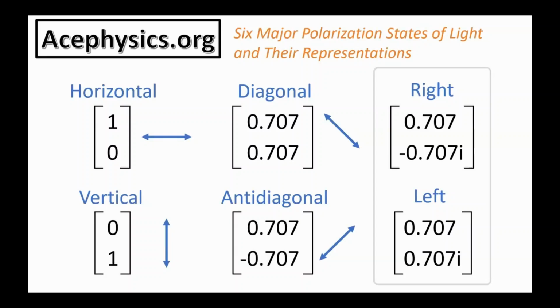This slide contains the 6 major polarization states of light. The first 4, horizontal, vertical, diagonal, anti-diagonal, are linearly polarized states, where the electric field oscillates in a straight line. These 2, which are eigenstates of the LCD screen, are right and left circularly polarized light, where the electric field rotates as the wave propagates.